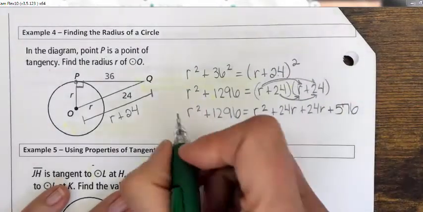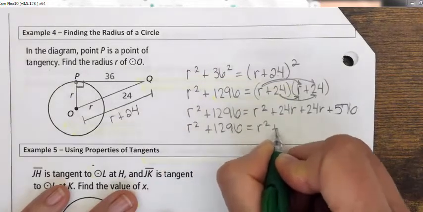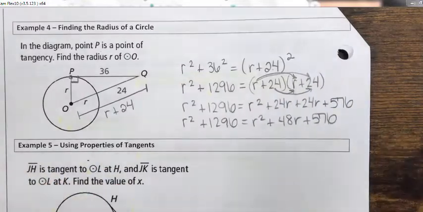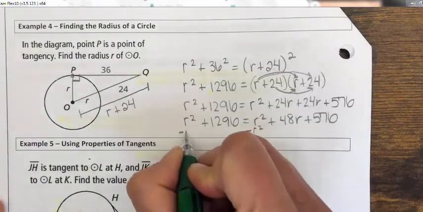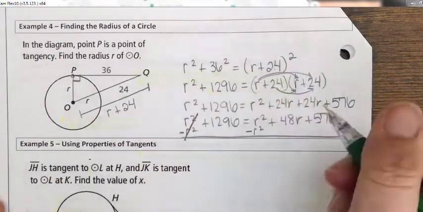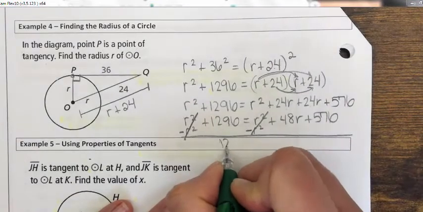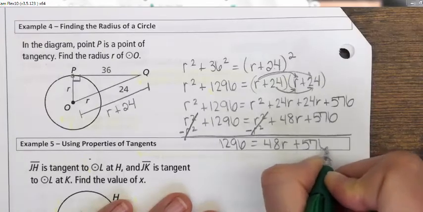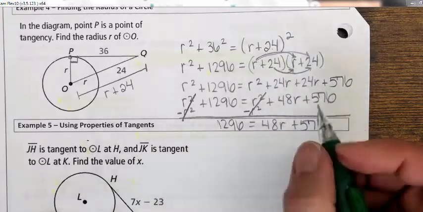Okay, I'm going to combine like terms now. So let's see, I got R squared plus 1296 equals R squared plus, that's going to give me 48R plus 576. Let's get all my R squareds on one side, and let's go from there. So I'm going to subtract R squared from both sides. Okay, so R squareds go away. That's nice. You really like that. So now I'm left with 1,296 equals 48R plus 576. Now from that, I'm going to get my R by itself, so I'll subtract 576.